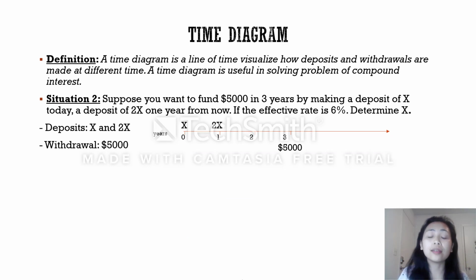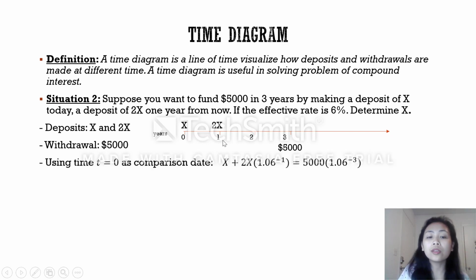We first make a line that looks like the real line, and then we mark the initial time, time 1, time 2, time 3. Then we mark the deposits and withdrawals. One thing you have to pay attention to: deposits should be on one side and withdrawals on the other side. So X and 2X should be on the same side and 5,000 on the other side. On the left-hand side we have years. That means the period of interest is 1 year, because from time 0 to time 1 is 1 year.